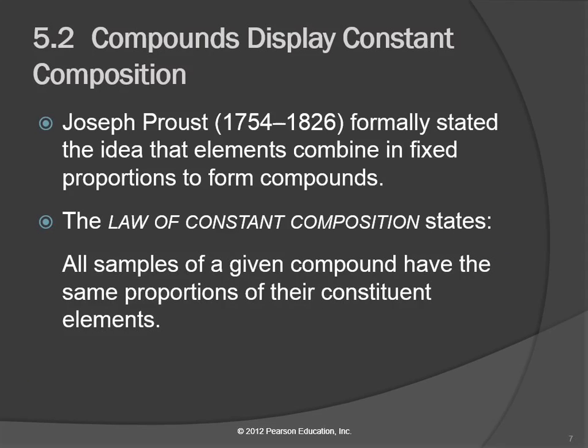This idea was formally stated by Joseph Proust back around 1800. This is called the law of constant composition. All samples of a given compound have the same proportion of their constituent elements. This means that there is absolutely no difference between, say, vitamin C that is isolated from a plant and vitamin C that is made in a chemical lab. They are exactly the same.